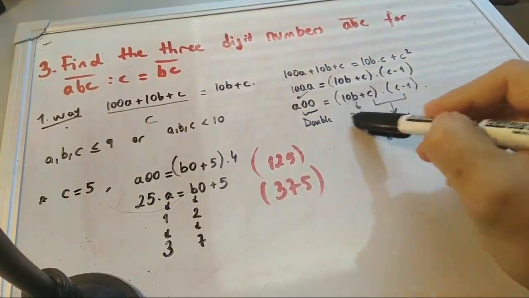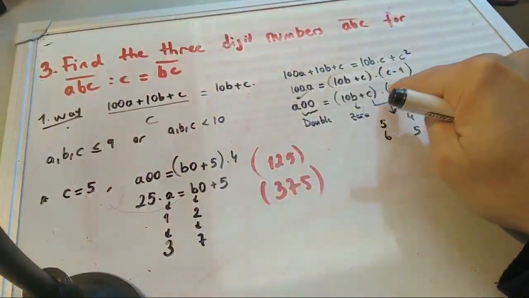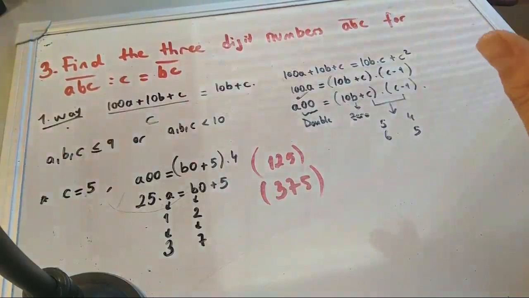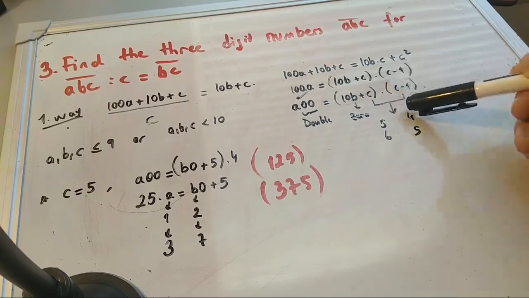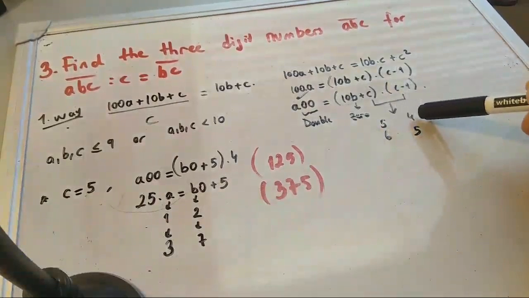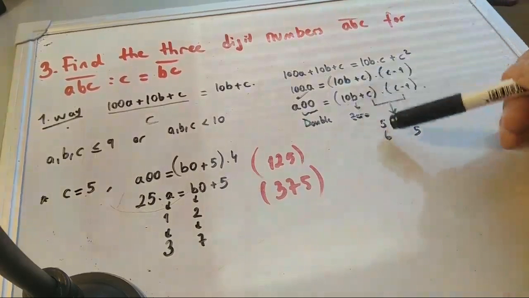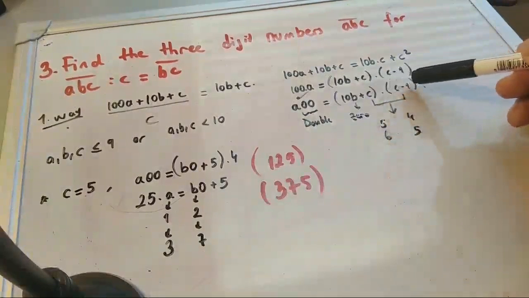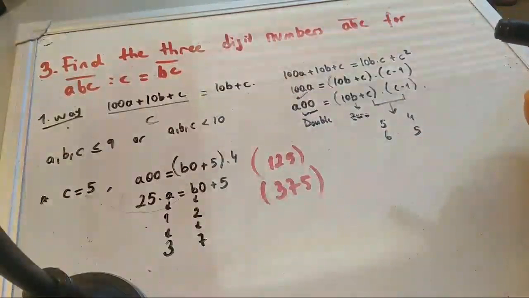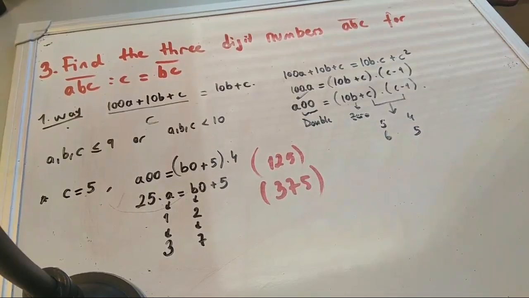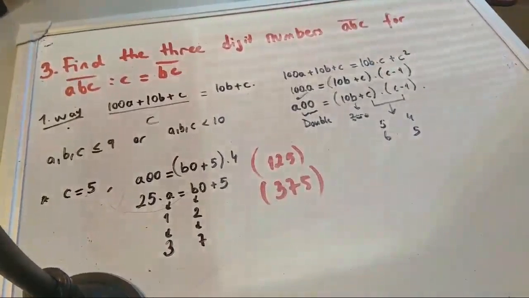The 1 0 will be from here, and we have to get the second 0 from C and C minus 1. So for C is 5, C minus 1 is 4, 5 times 4 is 20, last digit is 0. For C is 6, 6 minus 1 is 5, 6 times 5 is 30, and the last digit is 0. So there are two possibilities for C, 5 or 6.